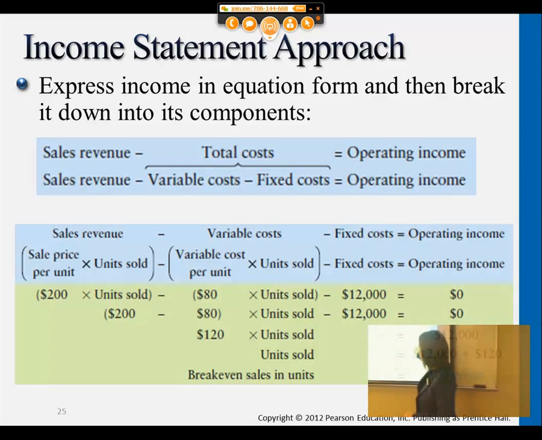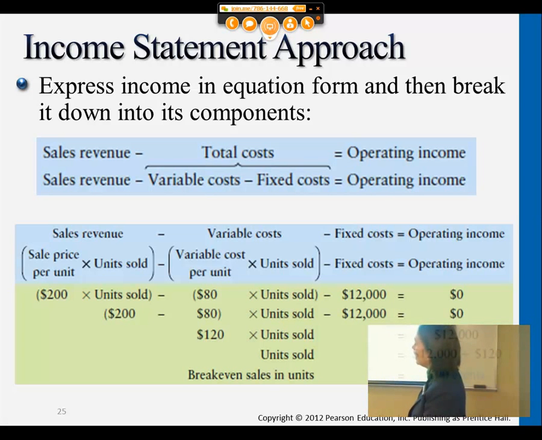Here, look at this, operating income is 0. This is a good illustration of a break-even point. Why is my operating income 0? What I'm trying to see here is my income statement approach to figure out what the break-even point is, okay? So keep in mind, when we're talking about break-even point, your operating income is 0, okay? So let's look at this.